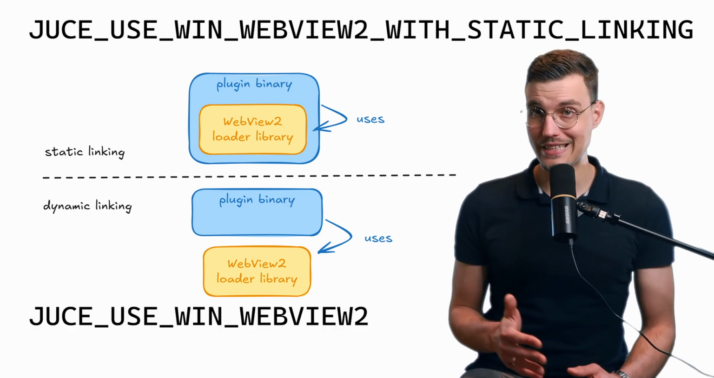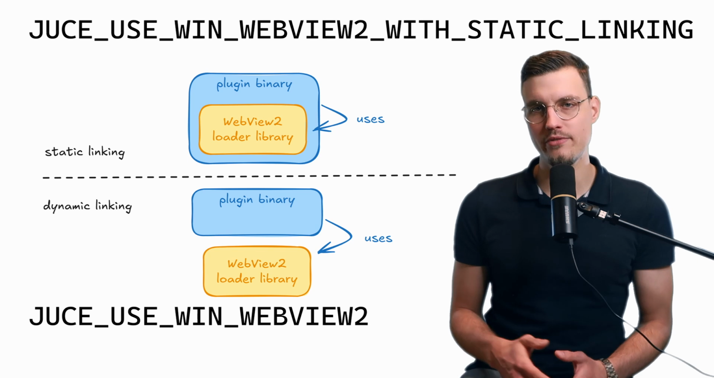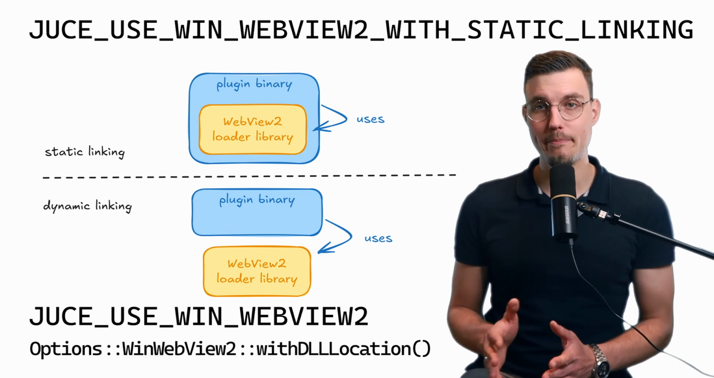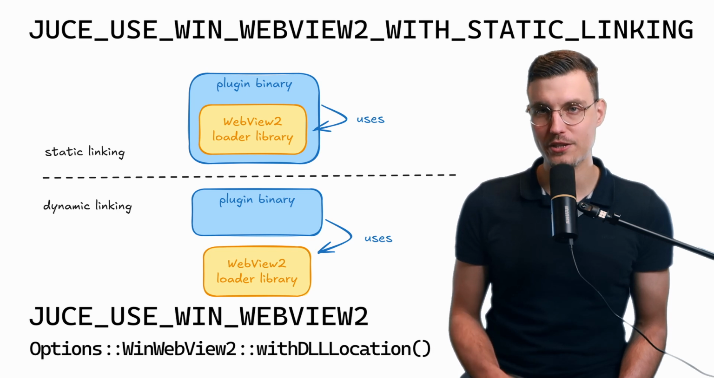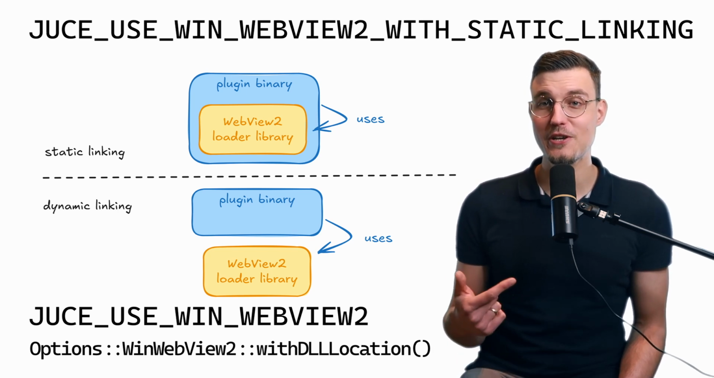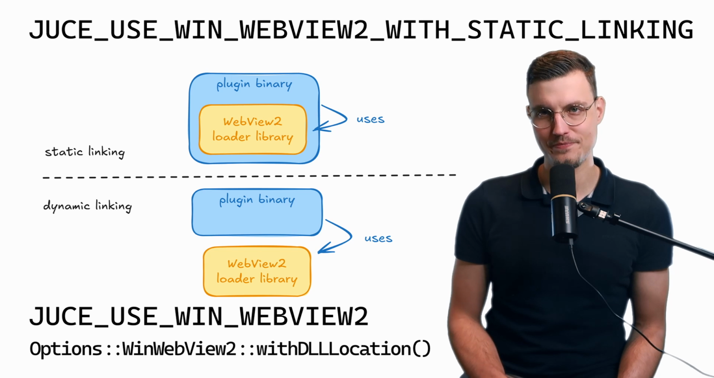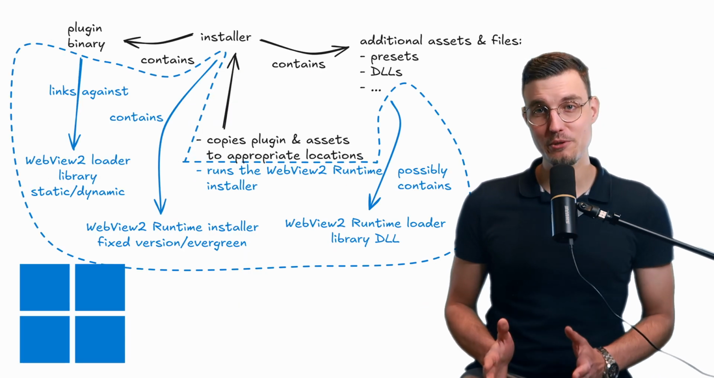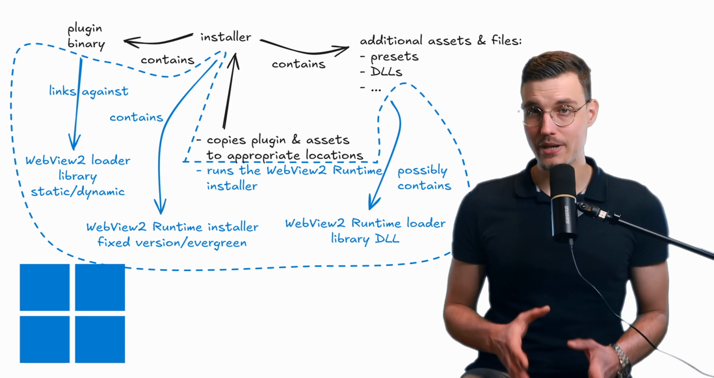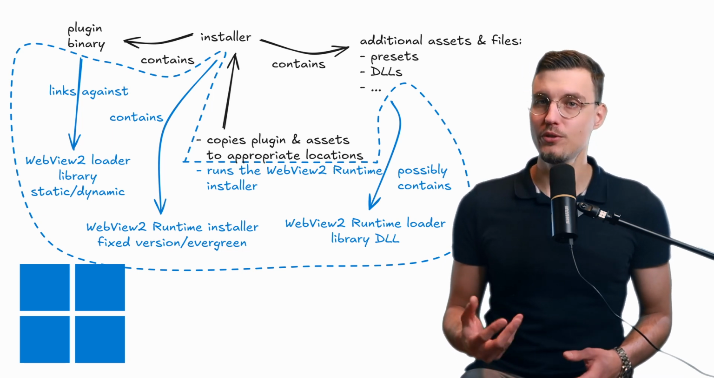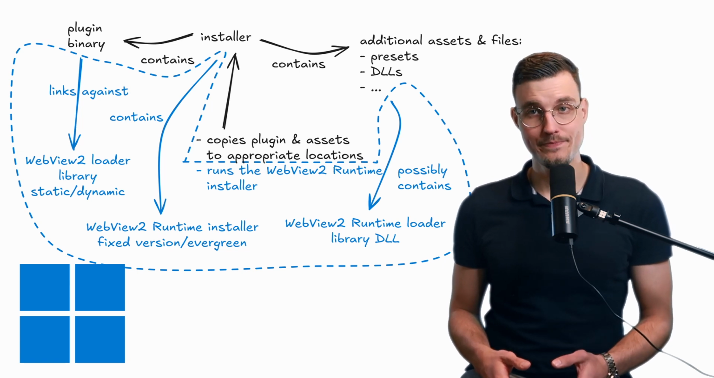If you decide to link dynamically, you should only define the JUCE_USE_WIN_WEBVIEW2 flag and optionally pass the location of the DLL to the WebBrowserComponent constructor using WebBrowserComponent::Options::WinWebView2 with DLL location. To summarize, when you distribute a plugin with WebViews for Windows users, your plugin binary needs to have the WebView2 loader library linked statically or dynamically.